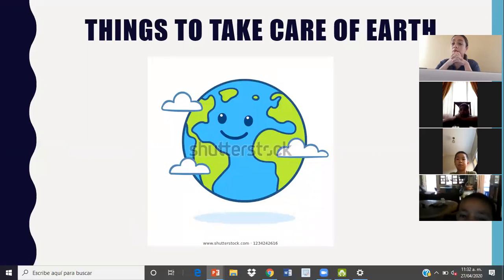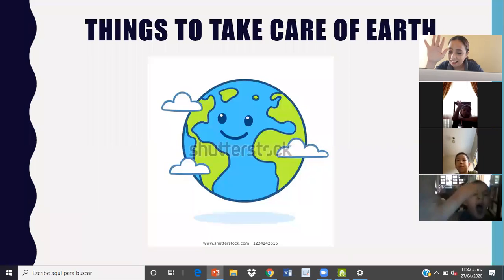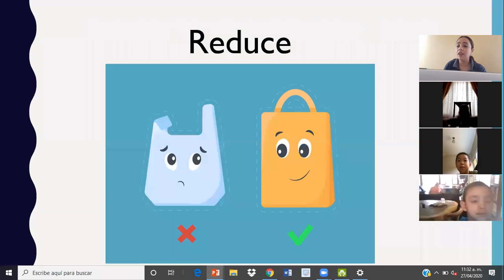Now, do you remember that last week we celebrated Earth Day? Did you notice? On Thursday, April 22nd, here in Honduras, we celebrate Earth Day, okay? So this is the Earth. How can we take care of Earth? Earth Day in Honduras is celebrated on April 22nd. Who knew? Okay, now, things to take care of Earth.